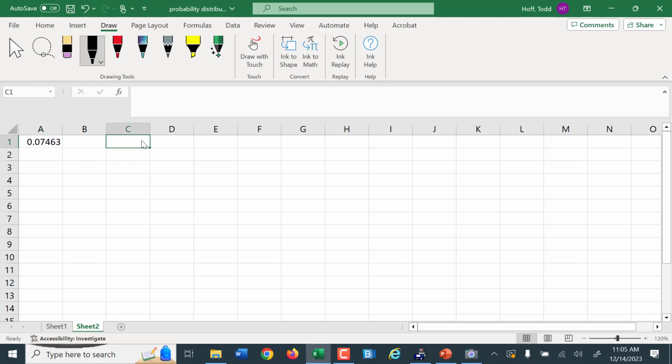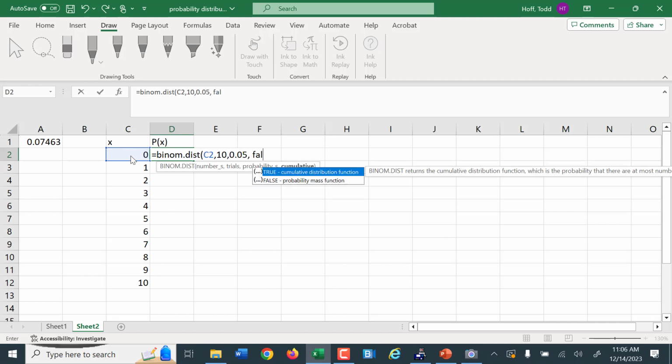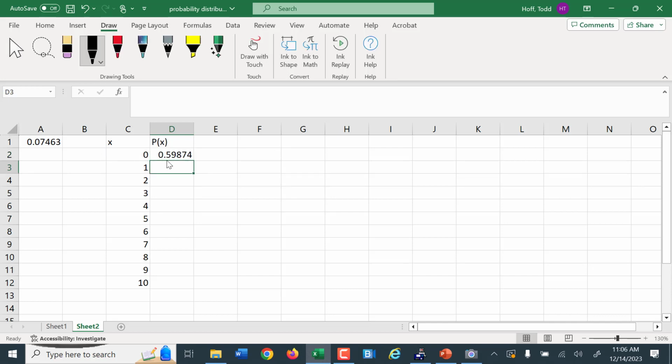Well, since we're here, let's make a probability distribution for this. X and P of X. Remember, X can go from 0 all the way up to 10. And so this will equal binom.dist, open parentheses. I'm going to click here because that's the number of successes, comma, 10 trials, 0.05 probability, and false. And then we go down.